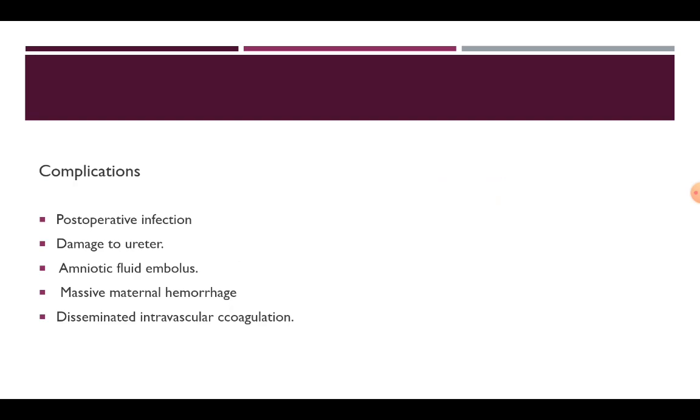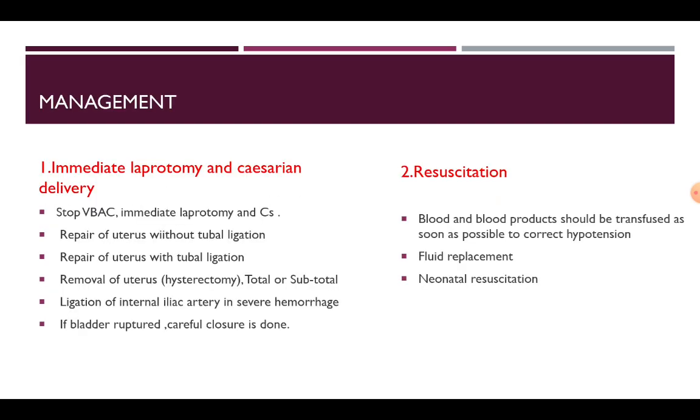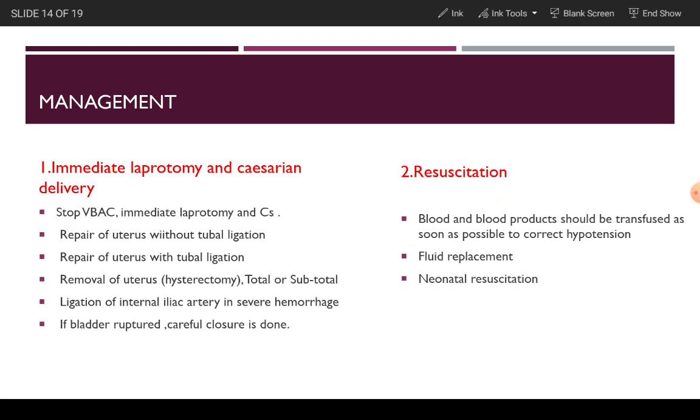Management can be either conservative. Whatever rupture has occurred, you have to repair it. Either you can ligate the tube, or you can avoid ligation of the tube. Anyway, you have to repair that part. Or in case of bleeding, you can ligate the artery, the internal iliac artery. If any other organs like the bladder have ruptured, again you repair that.